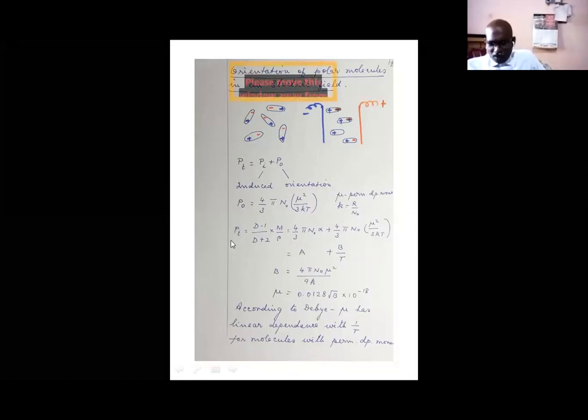So the total polarization is equal to, first one is the induced polarization, (d minus 1)/(d plus 2) times M by rho, which is 4 by 3 pi n0 alpha, where alpha is the polarizability, plus the orientation polarization, 4 by 3 pi n0 mu square by 3 kT. Are you getting?